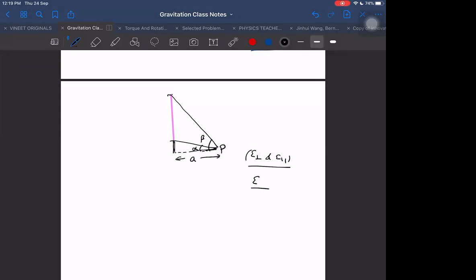Now find out the field at P. This is given as lambda. Alpha and beta are given. In terms of alpha, beta and A, I want the answer: E parallel as well as E perpendicular. First you do this.